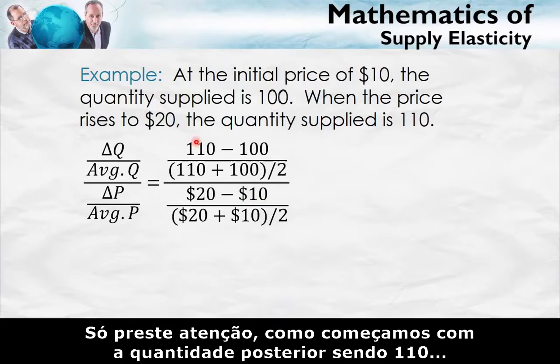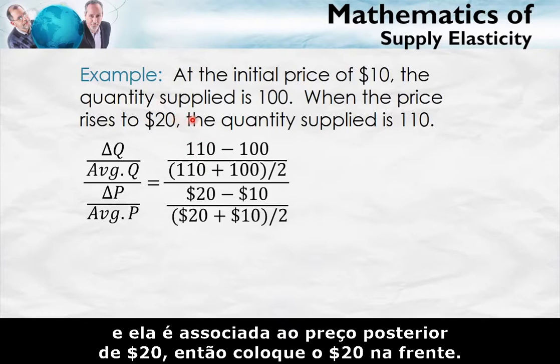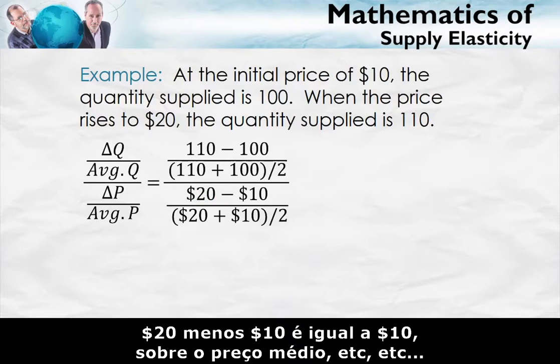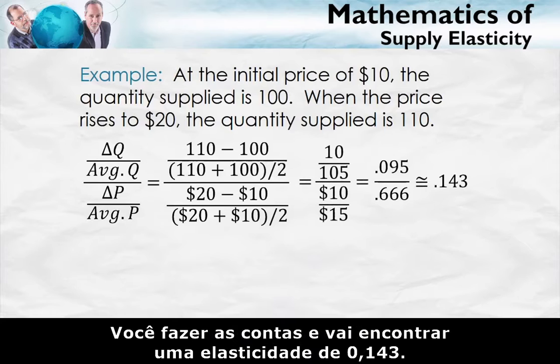Just make sure that since we started here with the quantity after being 110, that's associated with the price after of 20, so put the 20 first. 20 minus 10 is 10 over the average price, etc. You can calculate the numbers, and what you find is the elasticity is 0.143.